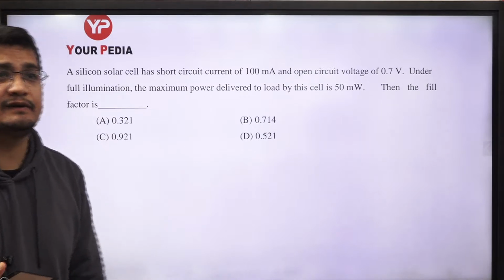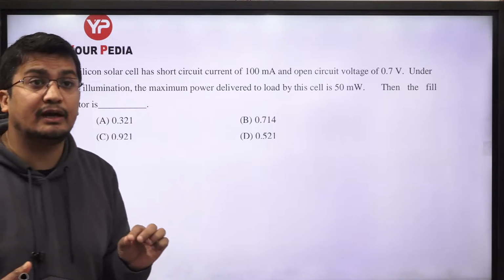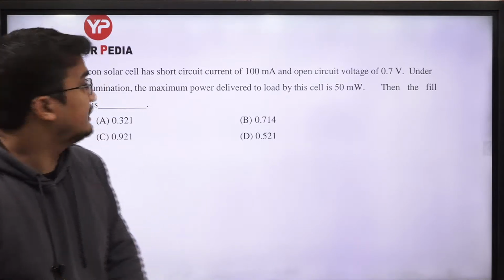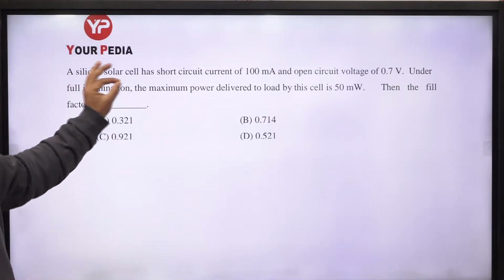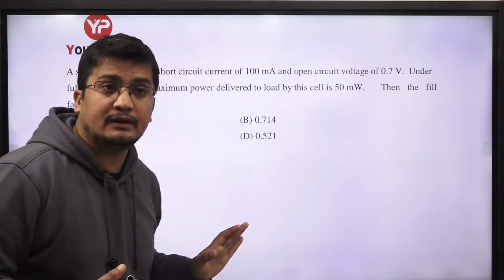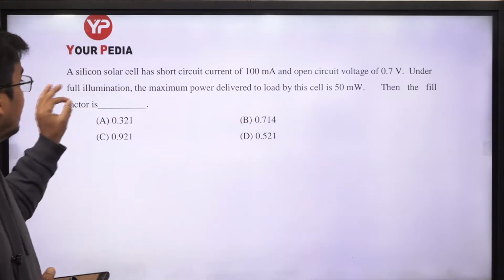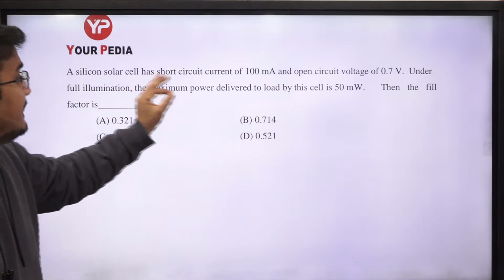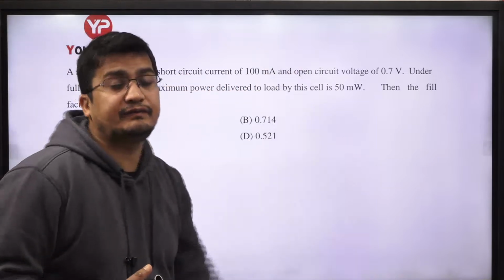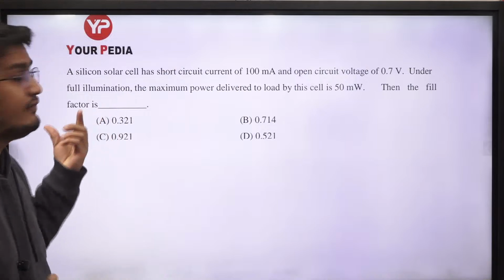So again, guys, this question is again from the EDC, and I'm telling you again, this is a very, very important question. The question is, a silicon solar cell has short circuit current of 100 milliampere and open circuit voltage of 0.7 volt. Under full illumination, the maximum power delivered to the load by the cell is 50 milliwatt. Then what is the fill factor?